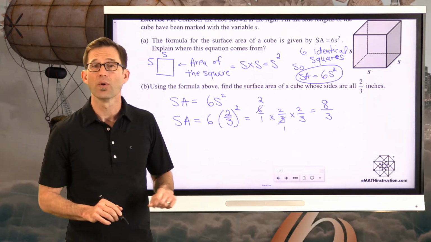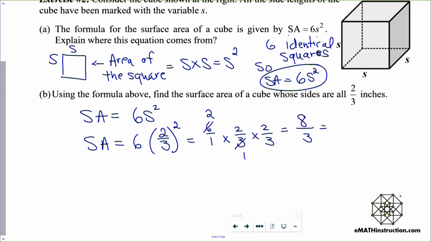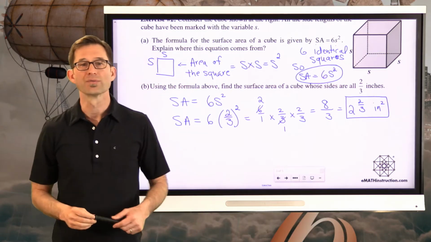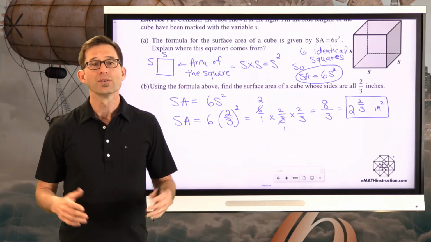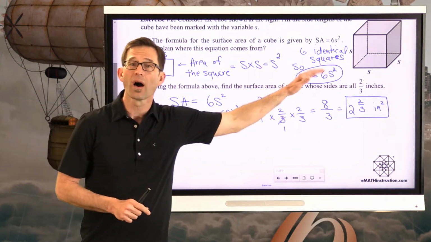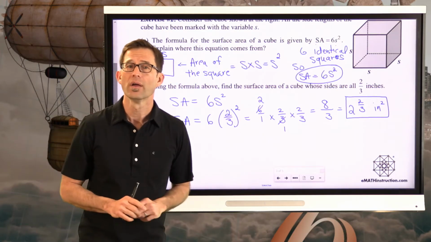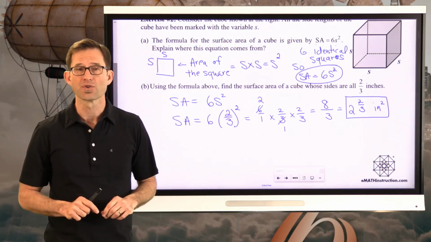If I want to change that to a mixed number form, of course, 3 goes into 8 2 times, with a remainder of 2. So the answer would be 2 2/3 square inches. 2 2/3 square inches. All right. So we should be able to do surface areas when the side lengths are fractional. All right. Even though it can turn out a bit uglier, we still can find that calculation.